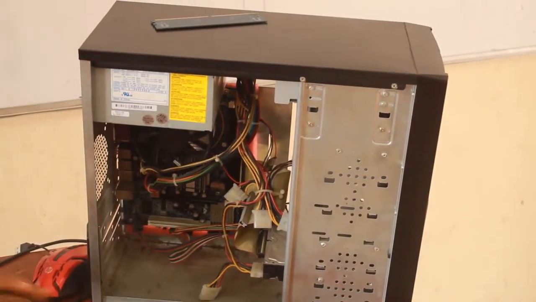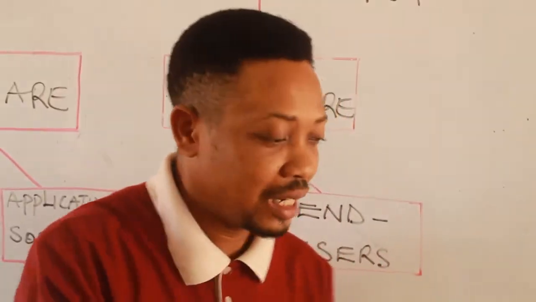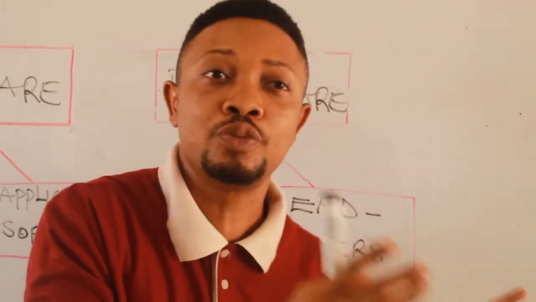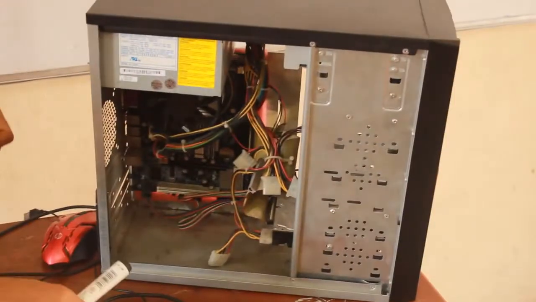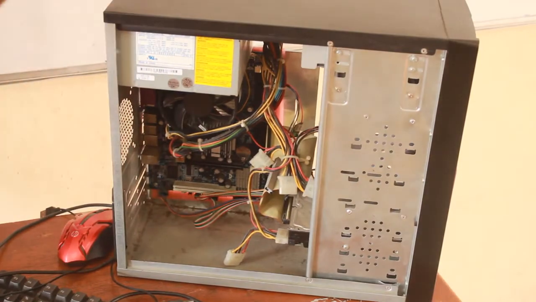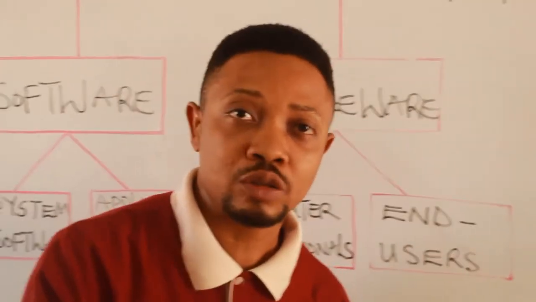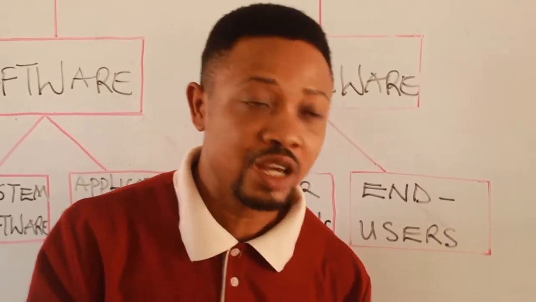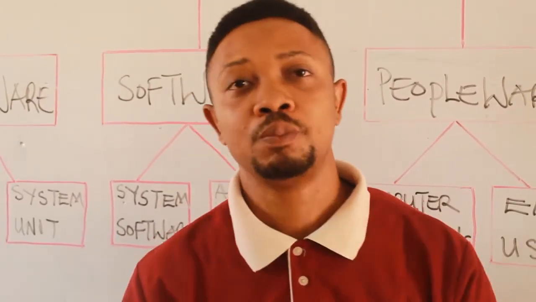And then we have the peripheral devices that can be attached to this. Of course, we all understand that there is no way we can use a computer system without the peripheral devices. There is no way we can key in instructions or data into the computer without the keyboard. There is no way we can give commands to the computer without the mouse. And there is no way we will see the output of the work we are doing without a monitor.